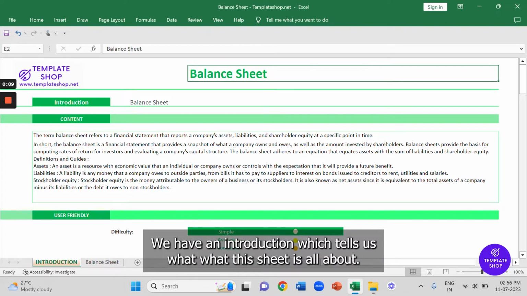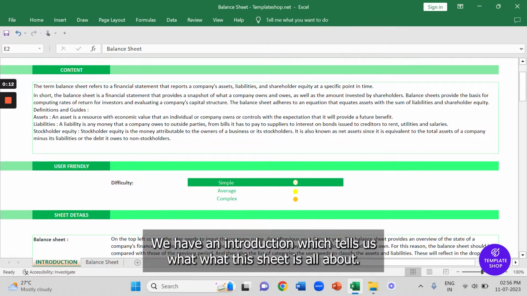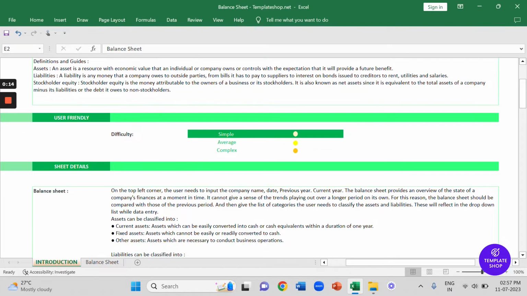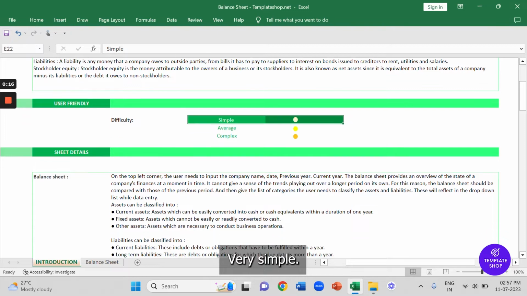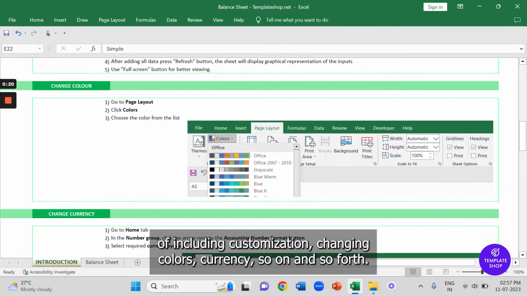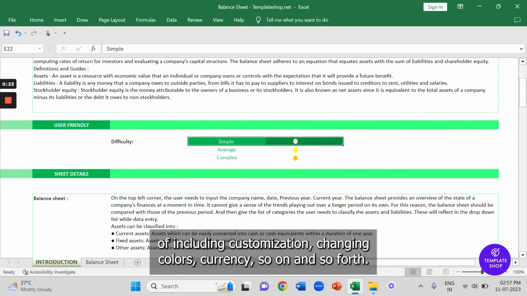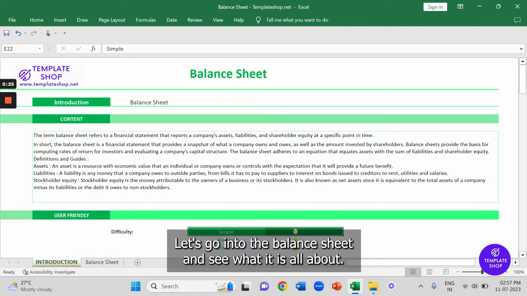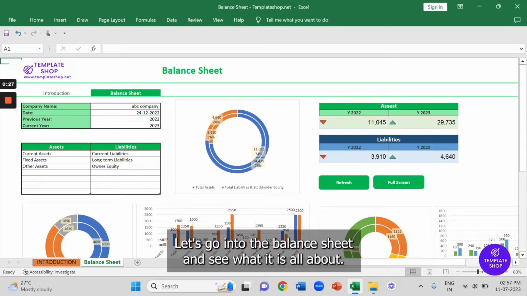We have an introduction which tells us about what this sheet is all about, fairly simple, and the various things which you can look at in terms of including customization, changing colors, currency, so on and so forth. Let's move into the balance sheet and see what it is all about.